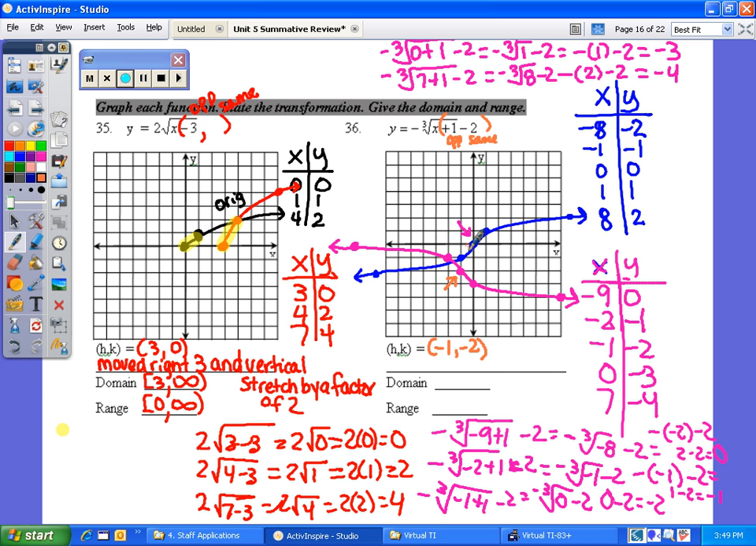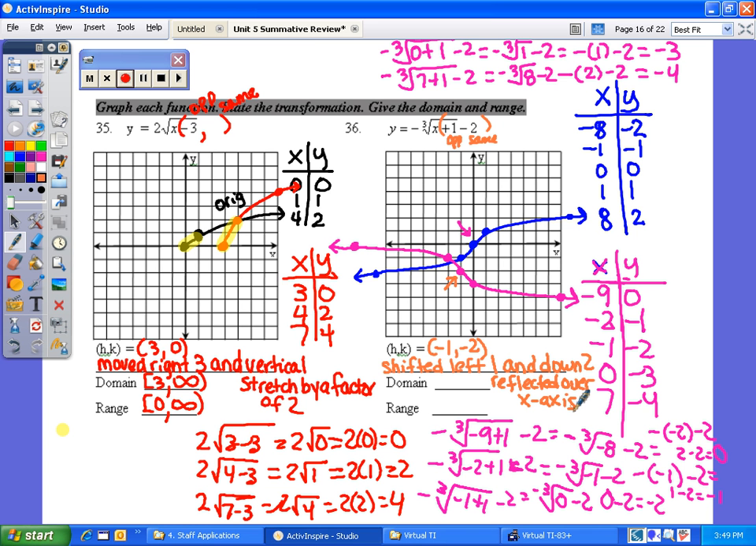Now going from vertex to vertex, it looks like I shifted left 1 and down 2. But the graph also flipped because instead of starting down and ending up, it started up and ended down, so it flipped. We call that a reflection. And it reflected over the x-axis.